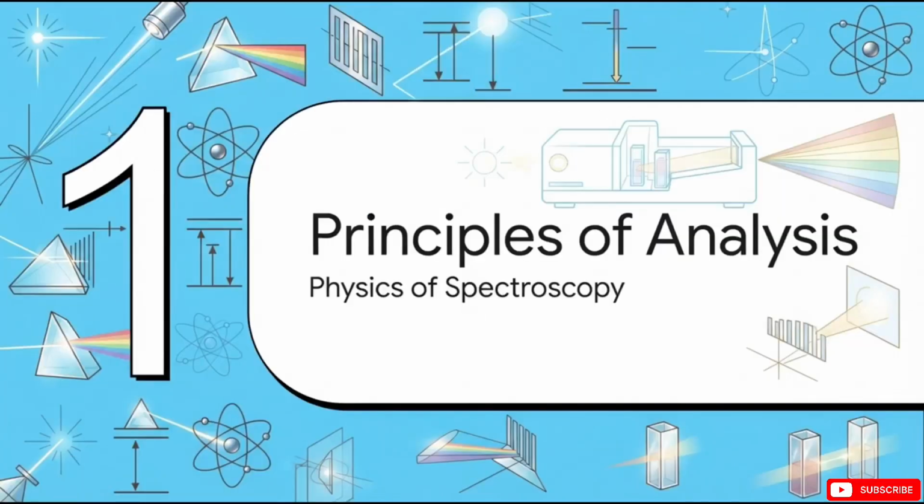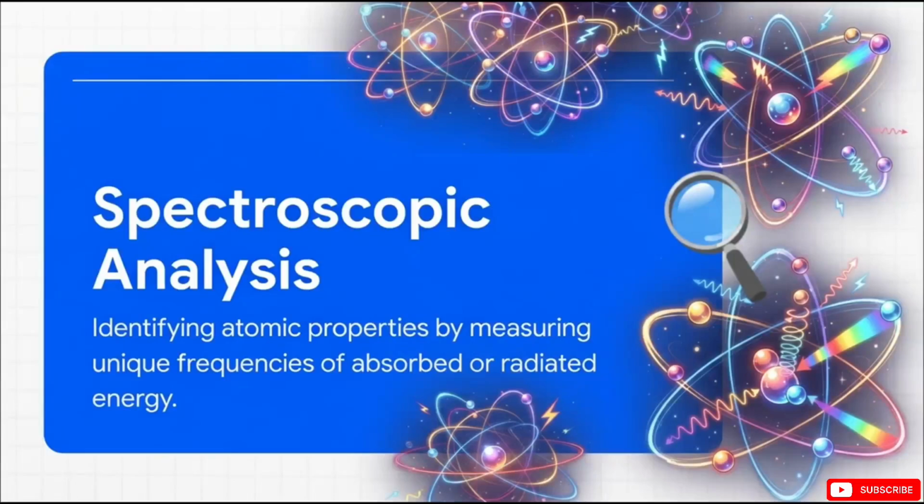All right, part one, principles of spectroscopic analysis. To truly master the instruments themselves, we absolutely have to understand the fundamental physics that make spectroscopy possible in the first place. So, what exactly is spectroscopic analysis? Well, it's the application of spectroscopy to identify the fundamental properties of different atoms. We do this by measuring the completely unique frequencies of energy that atoms either absorb or radiate when their electrons shift configuration. The crucial takeaway here for your exams is that we aren't just measuring random pools of energy. We are measuring highly specific, discrete energy shifts that are totally unique to every single element on the periodic table.